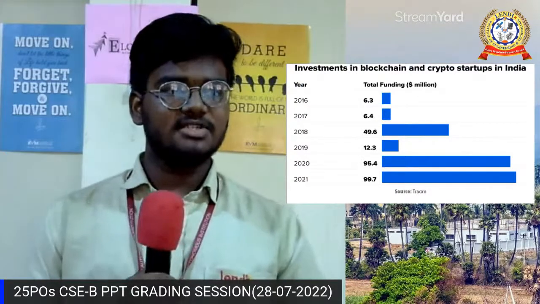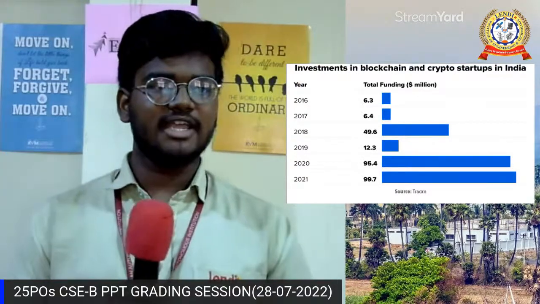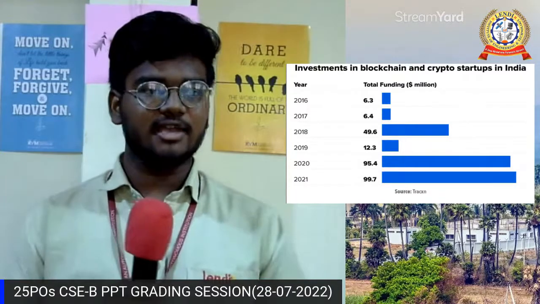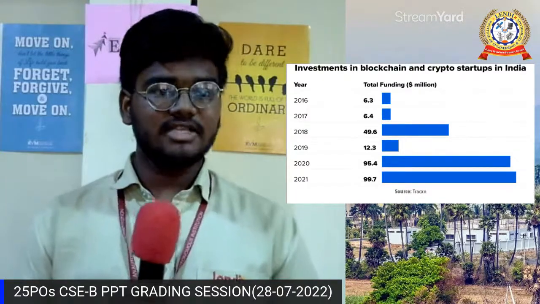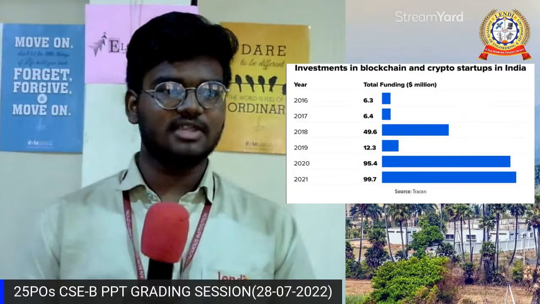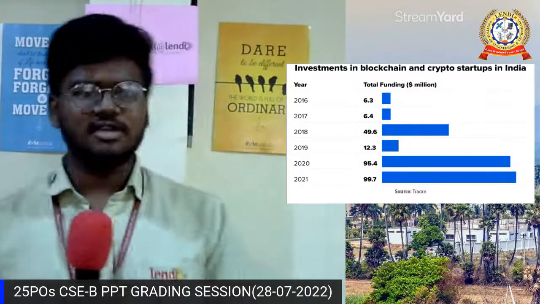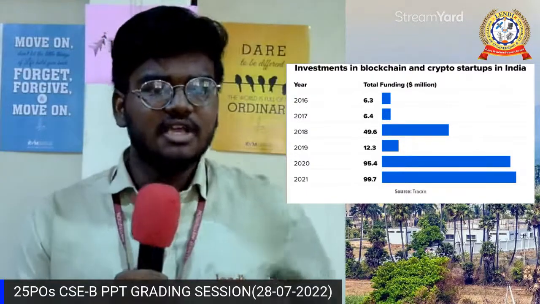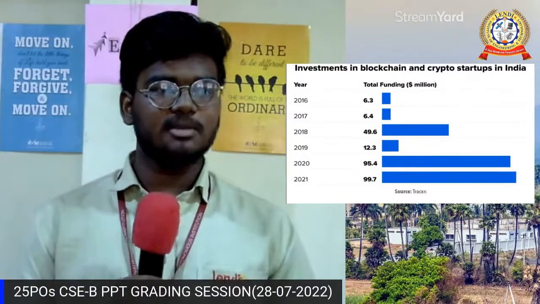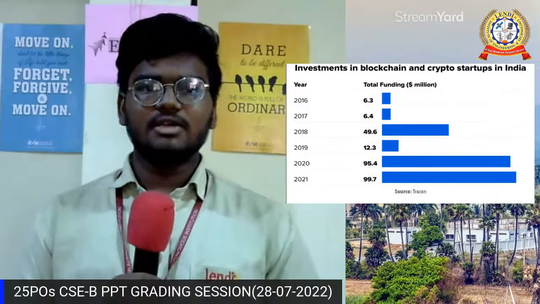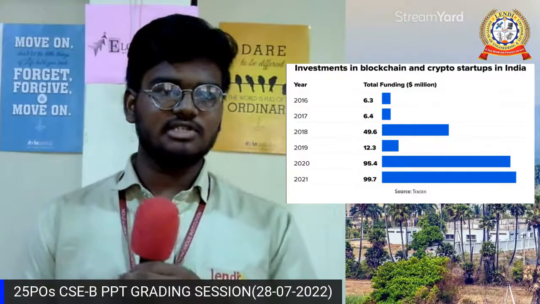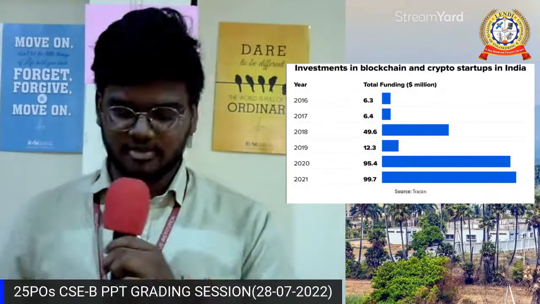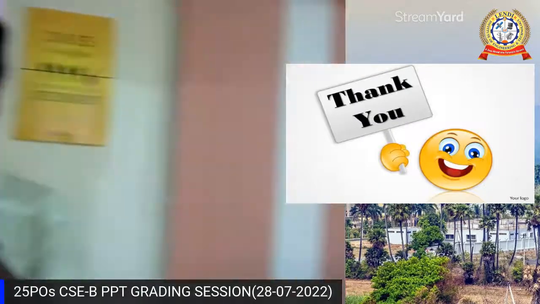In the past 5 years, blockchain funding has grown so fast, and you can see it from $6.3 million to $99.7 million. You can see how vastly funding in Bitcoin and other blockchain technologies has increased. And crypto has also increased so fast. So it may be the future technology. Blockchain can be implemented everywhere. The future may be blockchain technology. Thank you. Any questions?